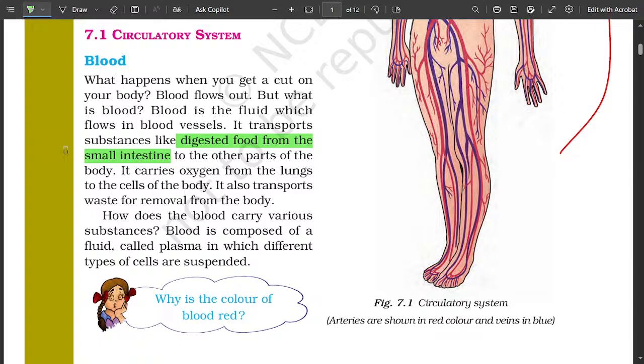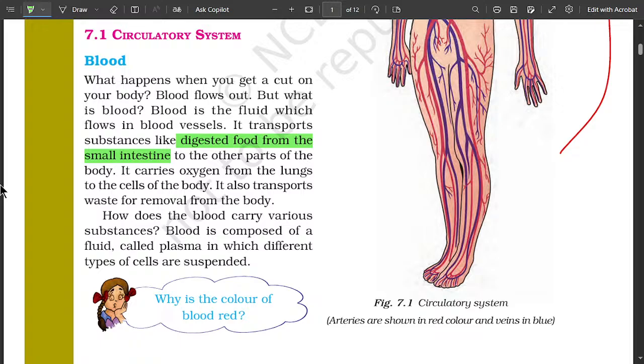It is approximately 7 to 8 meters, whereas the large intestine is just 1 to 2 meters in length. So now blood also transports waste from the body. It takes them to the excretory system. How does blood carry substances?